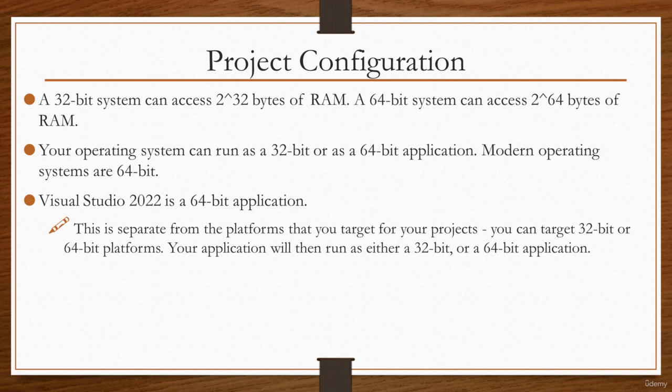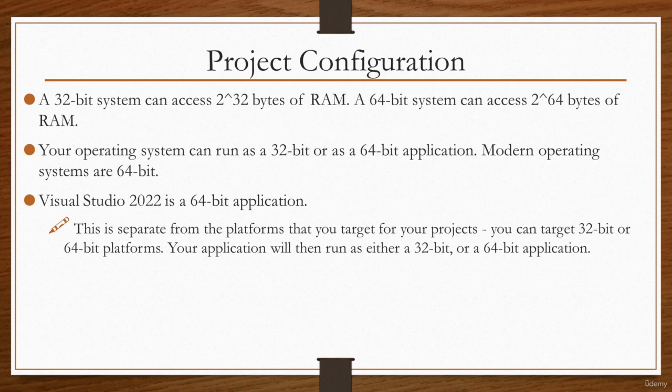Just because you develop in a 64-bit IDE such as Visual Studio 2022 does not mean that you cannot target a 32-bit system. So you can target 32-bit or 64-bit platforms, and your application will then run as either a 32-bit or 64-bit application depending on what you are targeting. A 32-bit application can run in a 64-bit operating system.